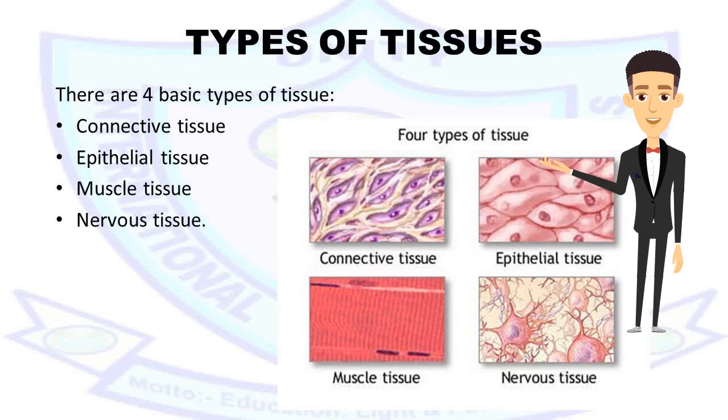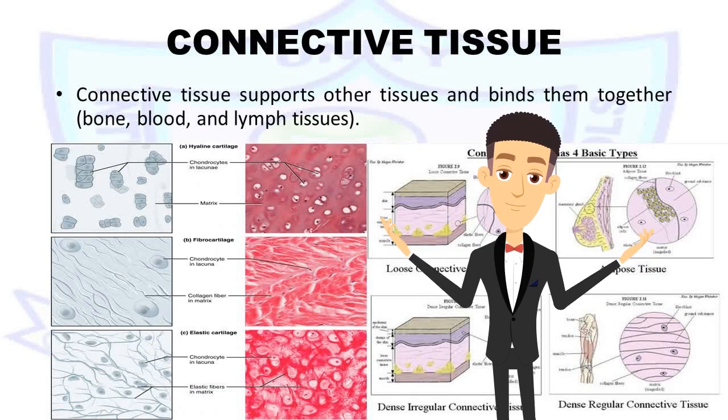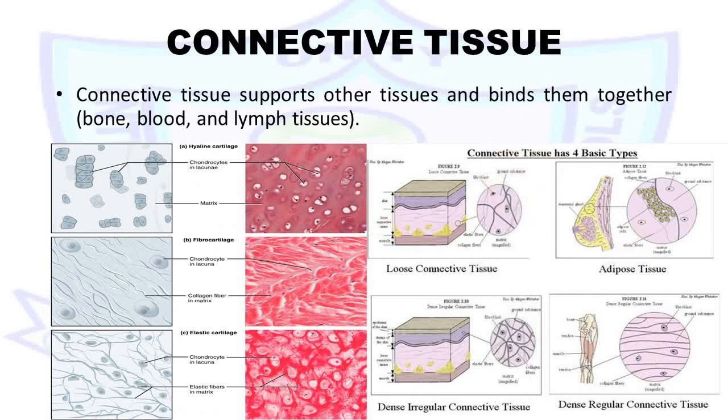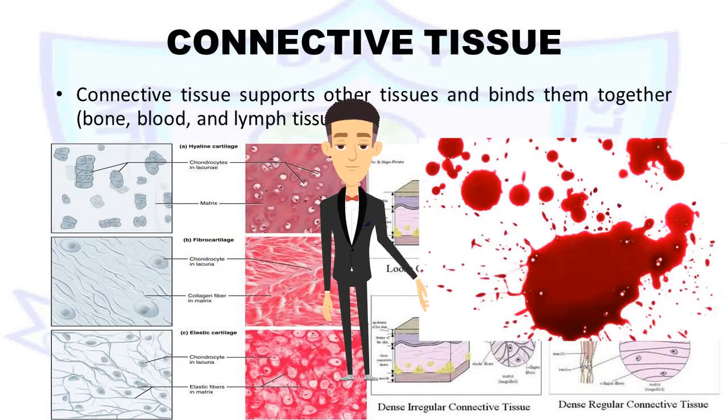There are 4 basic types of tissue. 1. Connective tissue. 2. Epithelial tissue. 3. Muscle tissue. 4. Nervous tissue. Connective tissue supports other tissues and binds them together. Examples include skeletal bone, blood, and lymph tissues.